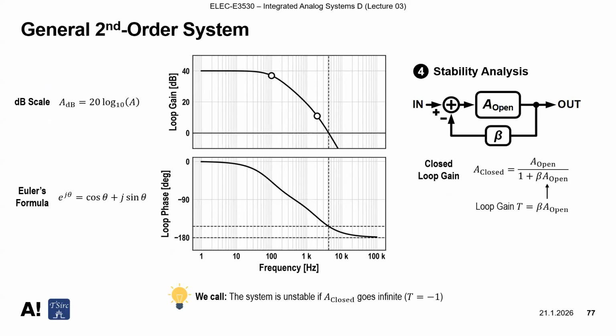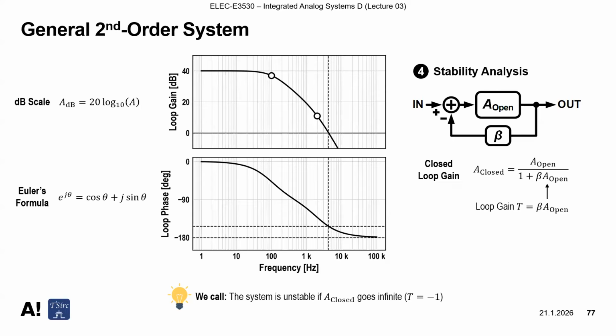We have loop gain and loop phase. And loop gain is described with the dB scale. A dB is equal to 20 times log10 A. This is a dB scale, right? And for the loop phase, we have Euler's formula. By applying this Euler's formula, we can get the phase response of our loop gain. So we are analyzing our circuit when we make feedback like this. Then we have to analyze the stability of the circuit to make sure it is stable as it is.